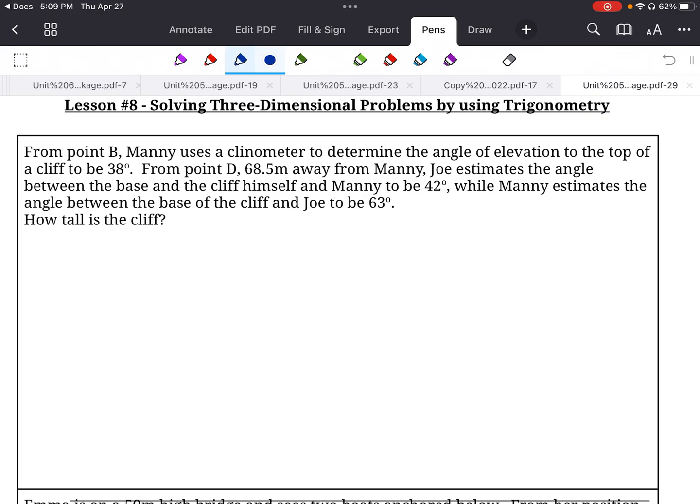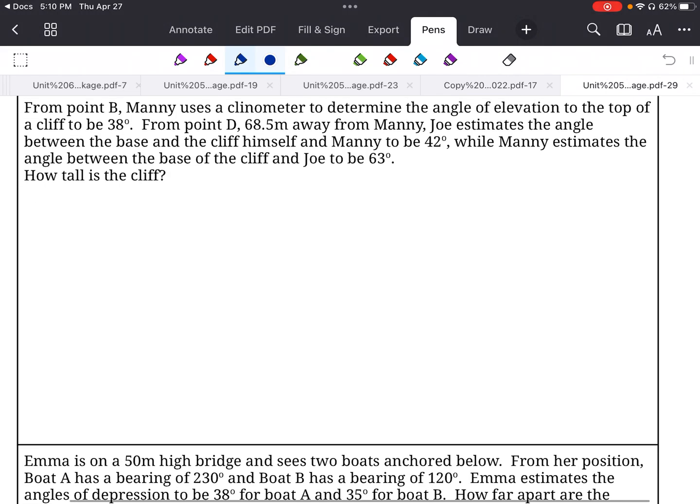From point B, Manny uses a clinometer to determine the angle of elevation to the top of a cliff to be 38 degrees. From point D, 68.5 meters away from Manny, Joe estimates the angle between the base of the cliff, himself and Manny to be 42 degrees, while Manny estimates the angle between the base of the cliff and Joe to be 63 degrees. How tall is the cliff?